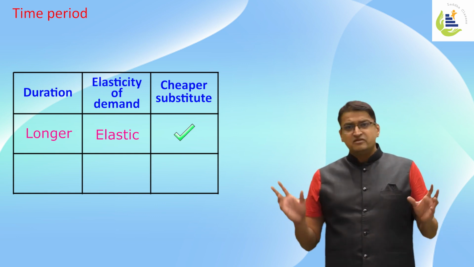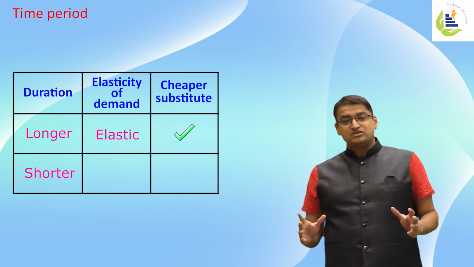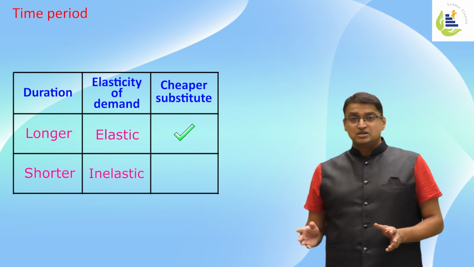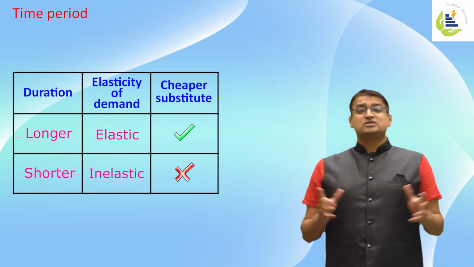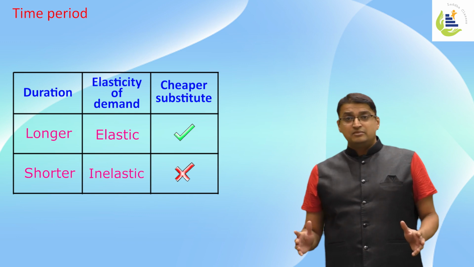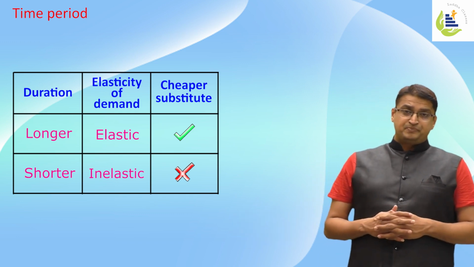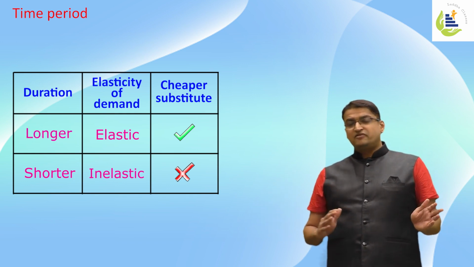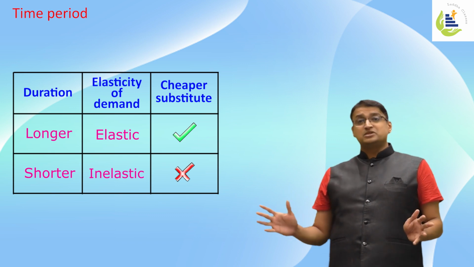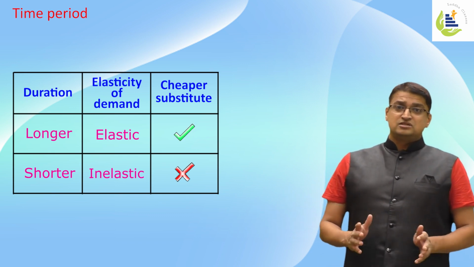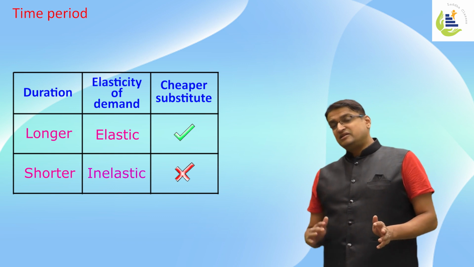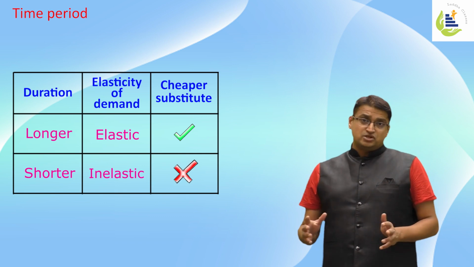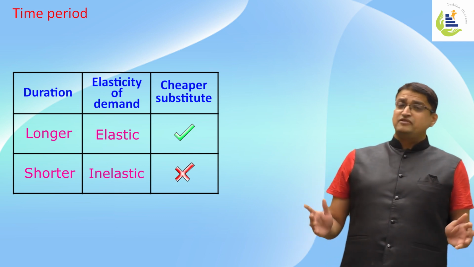But goods which are consumed in a very short span of time will have a relatively inelastic demand, because the consumer will not shift preference to other cheaper products, as he is not getting time to know that there are cheaper products available. Hence, if the time period of consumption is longer, the elasticity of demand will be high because of the availability of cheaper substitutes. If the time period for consumption is less, then the demand is relatively inelastic because, due to less time, the knowledge or availability of other substitutes will not be there.